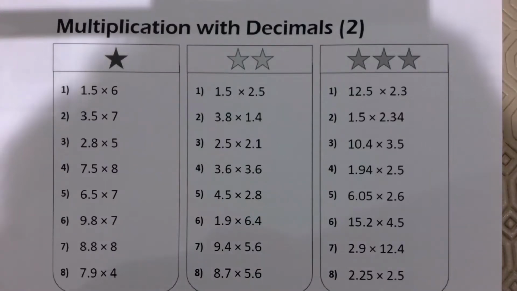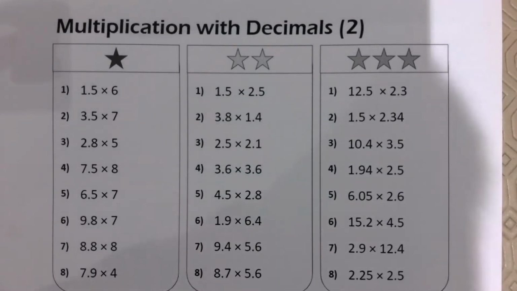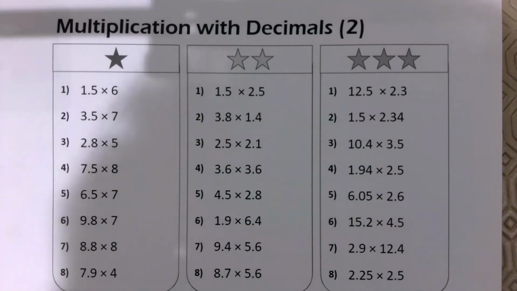We're doing multiplying with decimals today. This version of the video is going to be using the grid multiplying method, or sometimes called the chunking method. So this is a quiz card you're going to be doing. I'm going to give you an example for the number 1 questions of the 1 star, 2 star and 3 star questions.